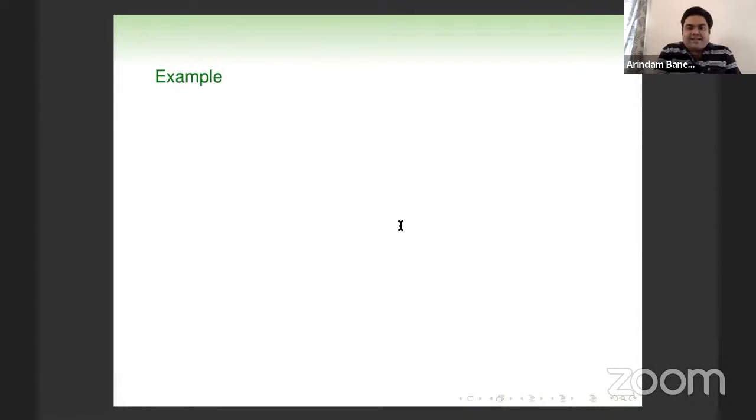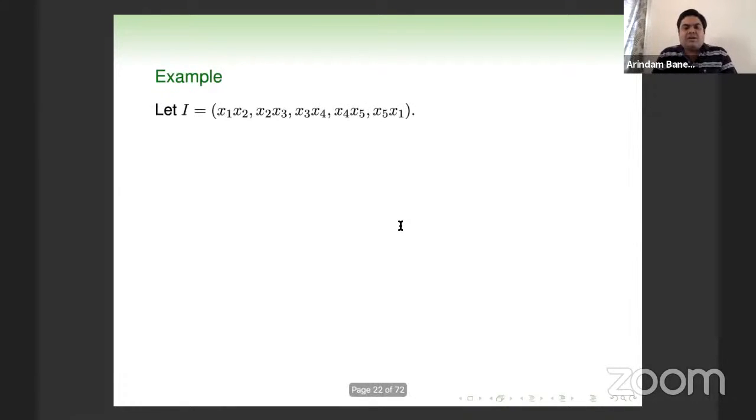So let me give you an example to explain this resolution. Take this ideal (x1x2, x2x3, x3x4, x4x5, x5x1). I didn't draw the picture, but one can right away see that this is basically the edge ideal of a pentagon, an induced pentagon, a 5-cycle. Its resolution looks like this.